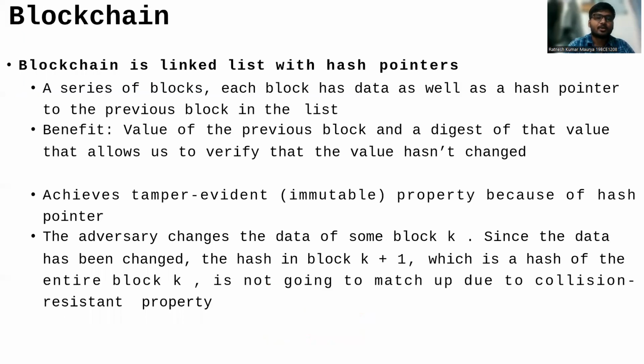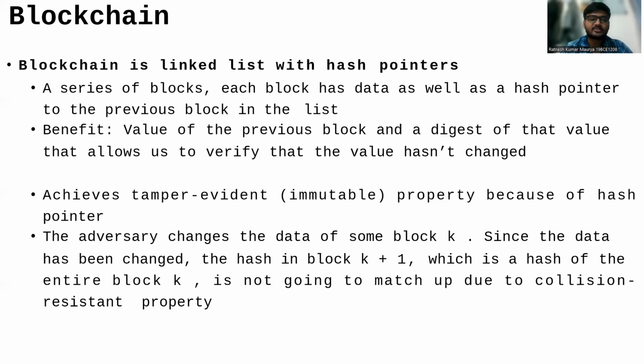In blockchain, a series of blocks is linked with the help of hash pointers, and each block has data as well as a hash pointer to the previous block in the list. Apart from this, it has data, hash pointers, and cryptographic values of the previous block. It has a digest of that value that allows us to verify that the value has not changed. It has the property of being tamper evident, which is an immutable property because of the hash pointer.